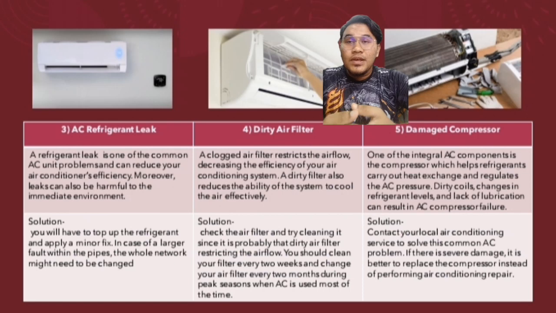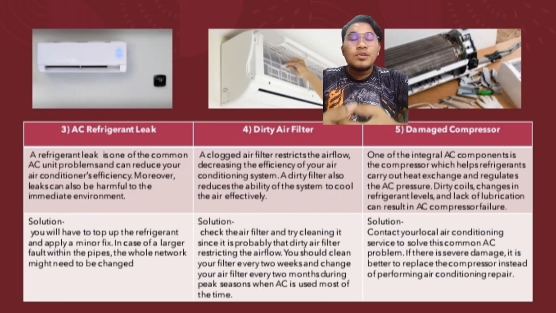Next is dirty air filter. A clogged air filter restricts the airflow, decreasing the efficiency of your air conditioning system. A dirty filter also reduces the ability of the system to cool the air effectively. So the solution is you need to check the air filter and try cleaning it, since it is probably the dirty air filter restricting the airflow. You should clean your filter every 2 weeks and change your air filter every 2 months during peak season when the AC is used most of the time.